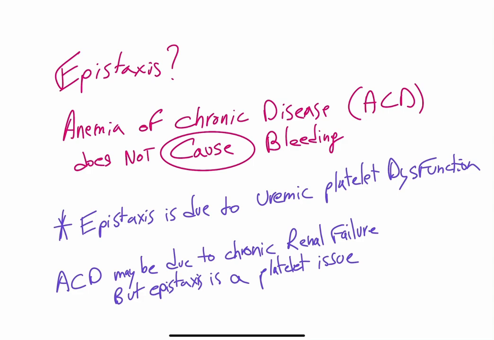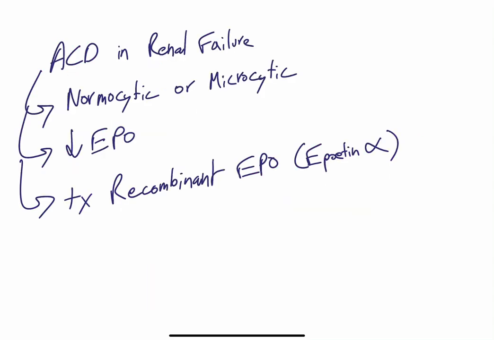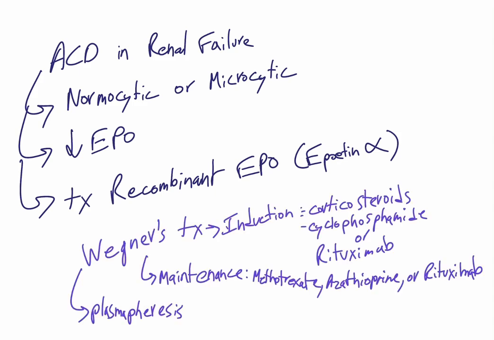Now, I'm going to give you a few additional high-yield points for this. In terms of anemia of chronic disease, in renal failure, you will see normocytic or mildly microcytic anemia. This will be due to decreased EPO production, and you will treat this with recombinant EPO, such as epoetin alpha. Now, for treatment of Wegener's, aka GPA, induction will be corticosteroids plus cyclophosphamide or rituximab. Maintenance will be methotrexate, azathioprine, or rituximab. And finally, plasmapheresis for severe RPGN or pulmonary hemorrhage.